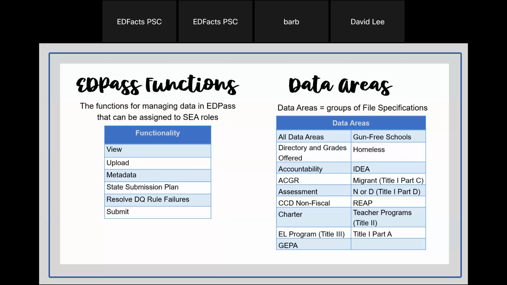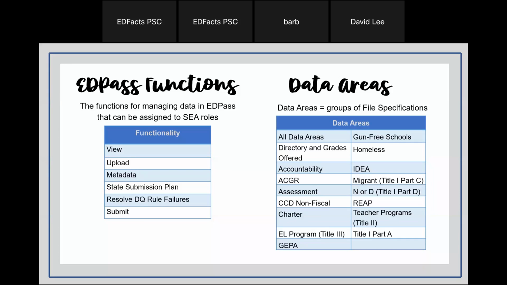In EDPass, we've tried to really break all of that up based on state feedback so that you guys can really set up access levels. So view data is just that. If you give someone view access to accountability data, they can only see accountability data. They cannot do anything with files or submit or add data notes or state submission plan notes. So if there's someone in your state that needs access to view all the data areas, you would create a role for them, have all the data areas assigned on that grid, and then you would just have the view functionality checked.